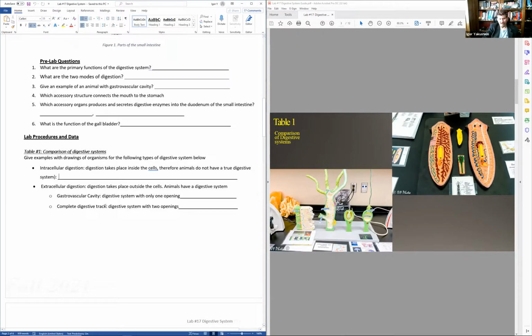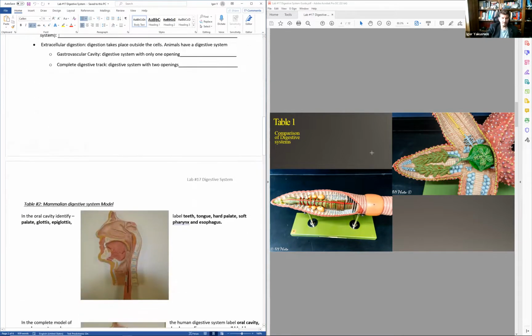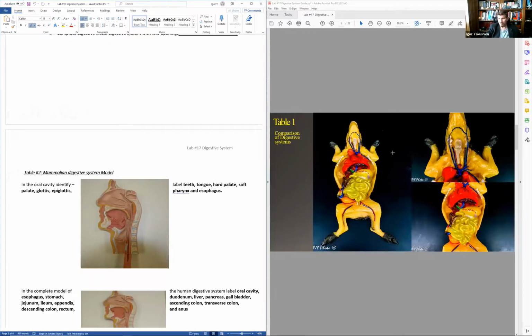Complete digestive tract, a digestive system with two openings. Two openings, we start talking about the roundworms, the segmented worms, mollusks, arthropods, echinoderms, and then of course the chordates. So here we're looking at the chordate and of course the complete digestive system.